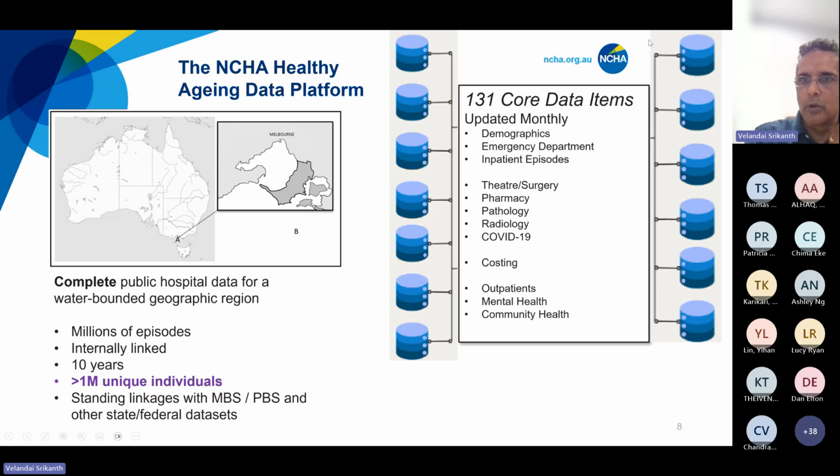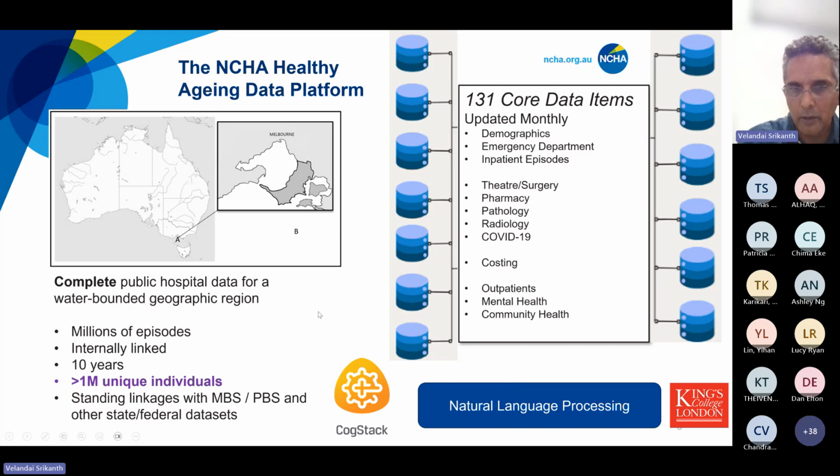We've created a core data spine comprising about 131 core data items based on a Delphi process. These are structured data. But we've also then gone on to implement CogStack. This was back in about 2020, 2021, in collaboration with Richard and through Monash Partners. So that's allowed us to really pull together unstructured data within this data platform.